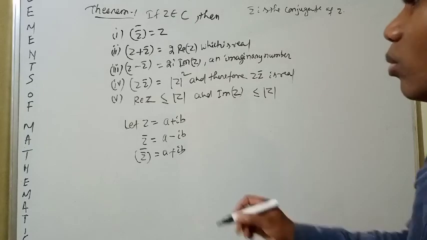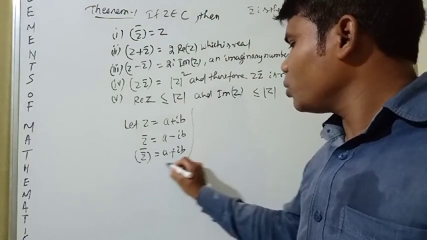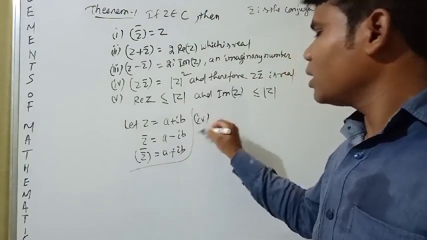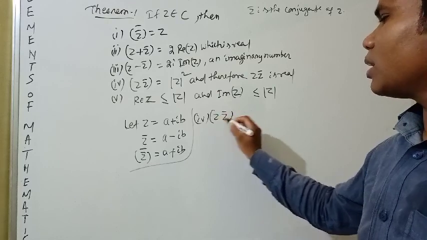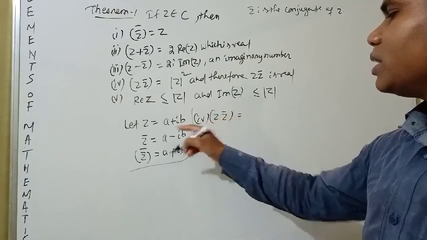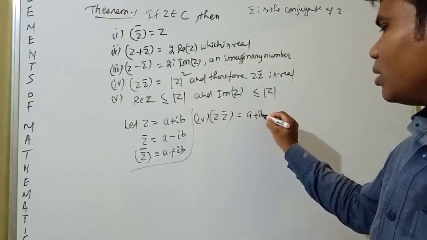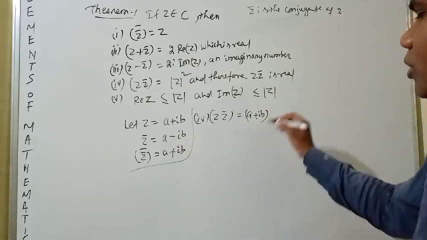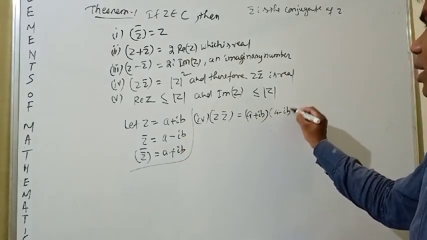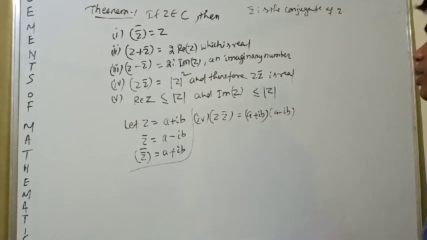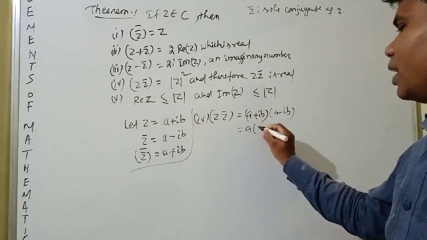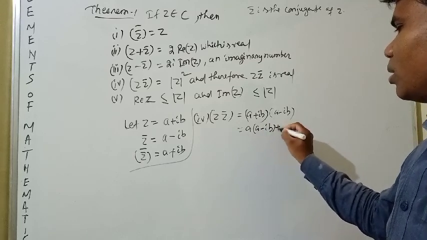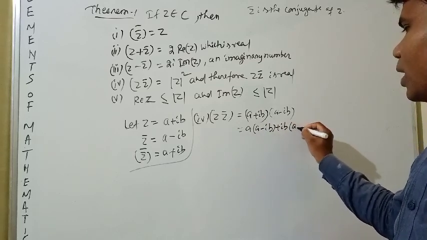Now you see the fourth bit. The fourth bit is given as Z into Z bar. Z means A plus IB, and Z bar, the conjugate of Z, is equal to A minus IB. If you multiply these two, you get A into A minus IB plus IB into A minus IB.